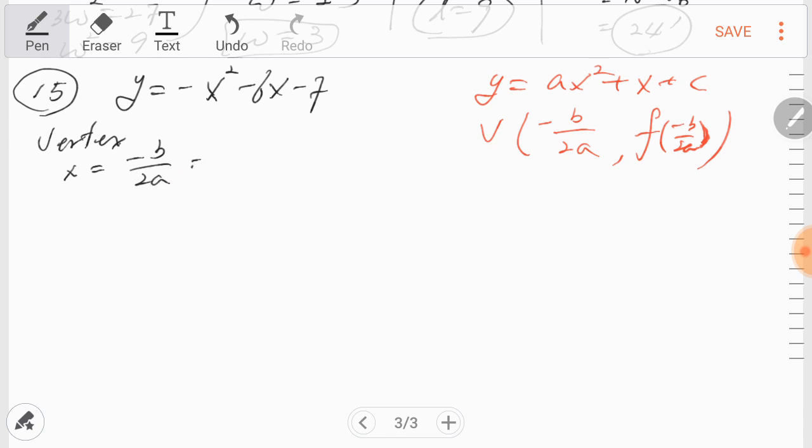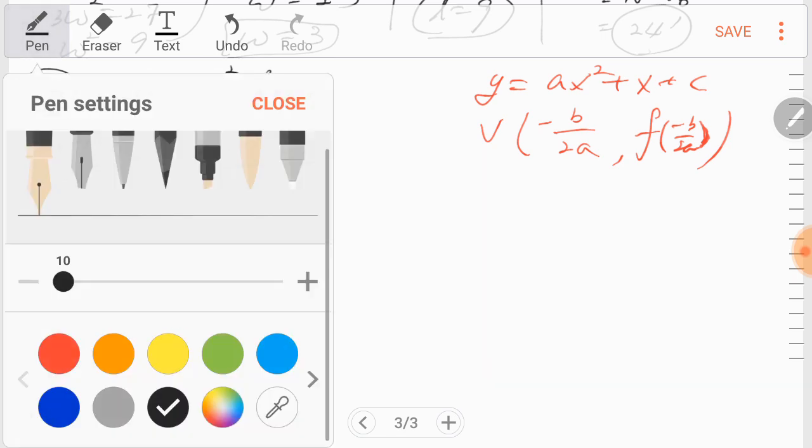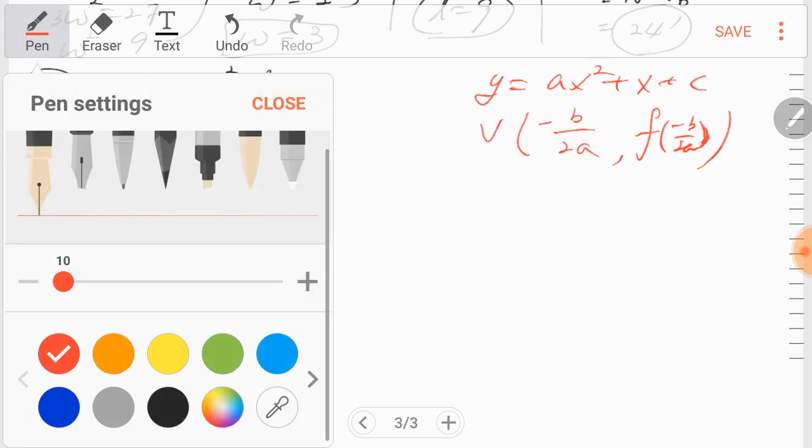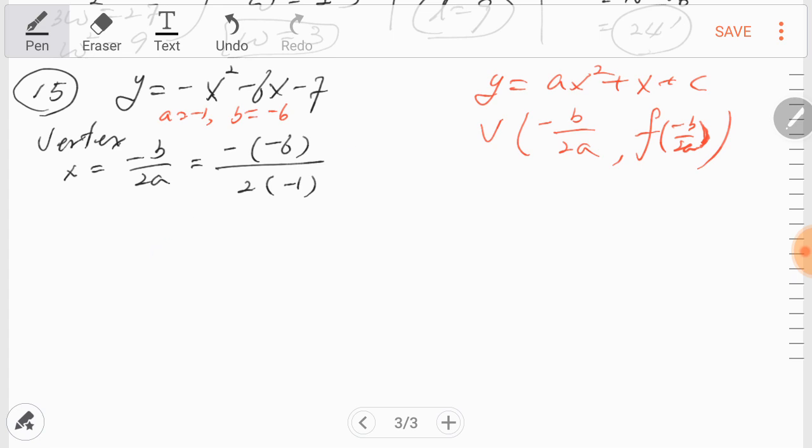Then negative b, so negative times b. B value is negative 6 over 2 times a. A is negative 1. So from here, a is negative 1, b equals what? Negative 6. And c equals negative 7, but we don't need c. So that is equal to positive 6 over negative 2, so negative 3. So x coordinate is negative 3.